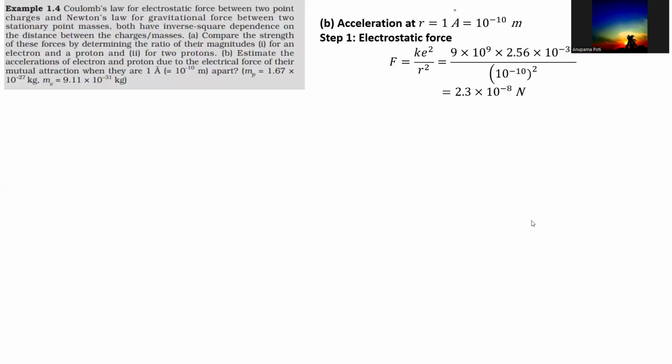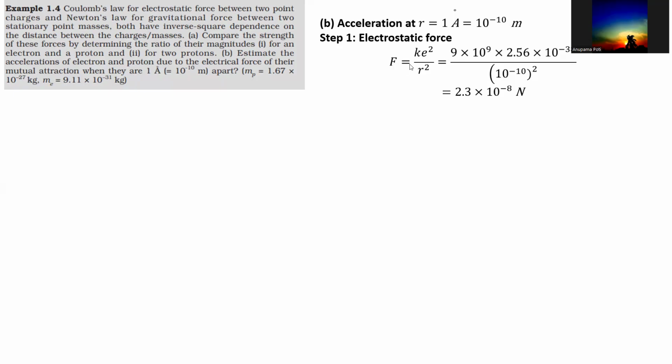Example 1.4, part A we have completed. We'll go for part B now. Estimate the accelerations of electron and proton due to the electrical force of their mutual attraction when they are 1 angstrom apart. Okay. Separation is 1 angstrom. Estimate the acceleration of electron as well as proton.